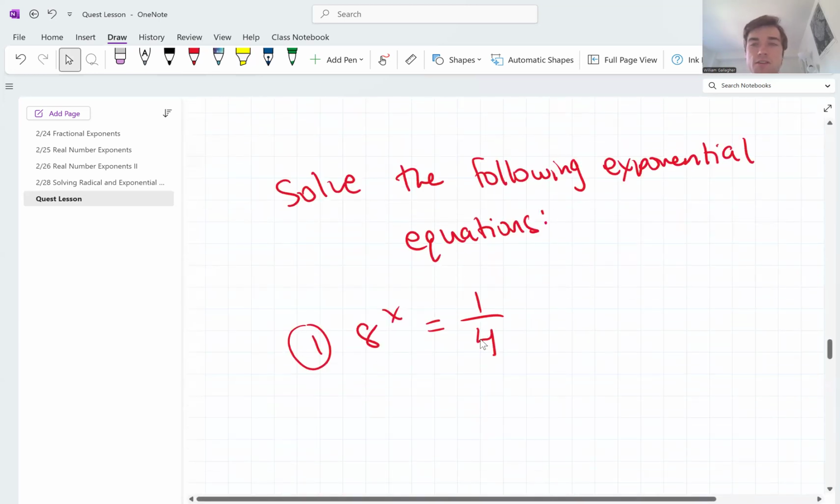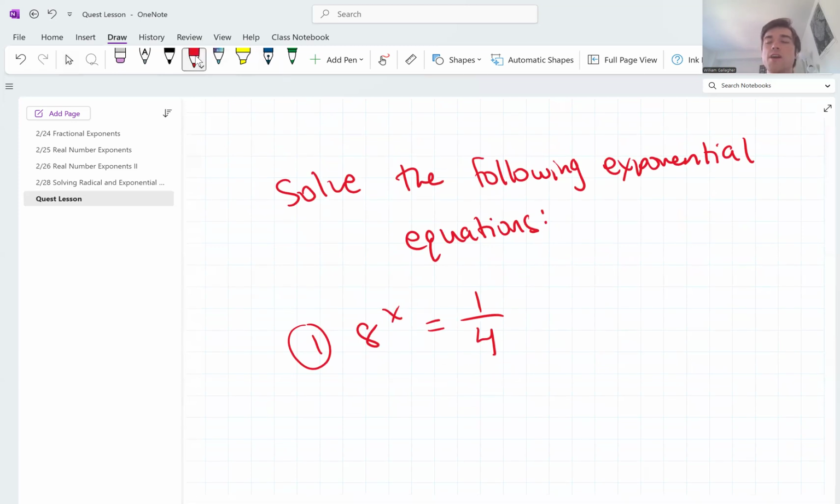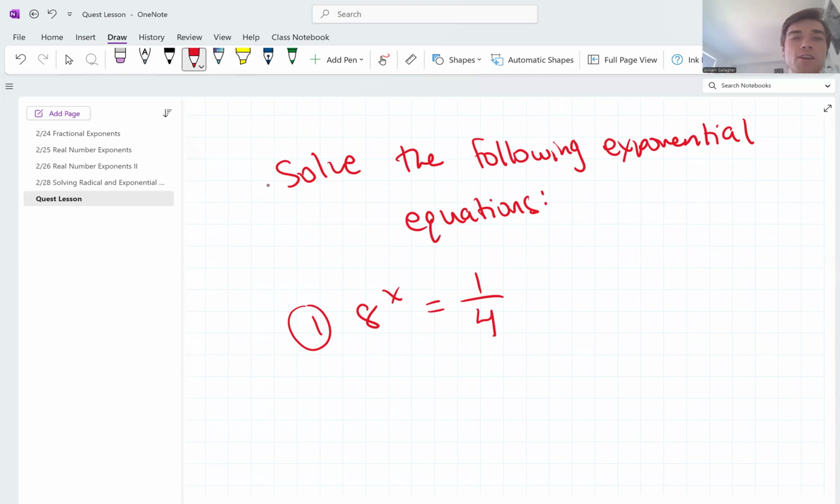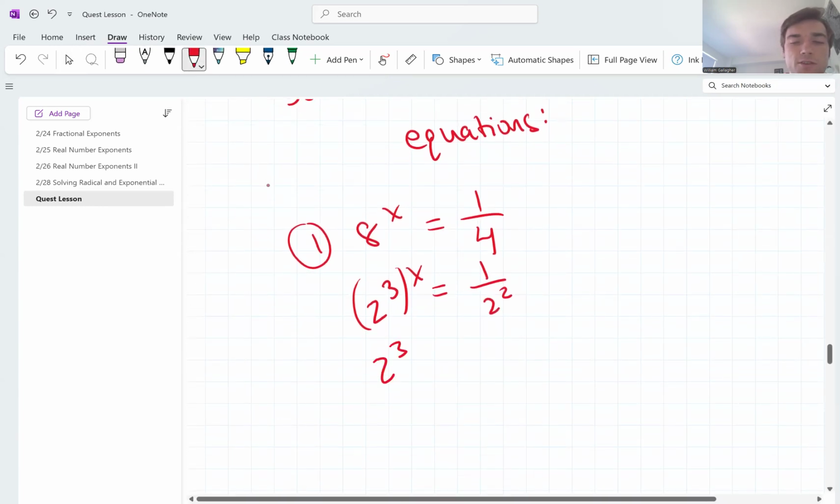Now I want to switch into solving exponential equations. So we have 8 to the x equals 1/4. And if you look back at your notes from right before you left, our big idea was common bases. And so 4 and 8 are both powers of 2. So 2 is going to be our common base. So we can rewrite 8 as 2 cubed. And we can rewrite 1/4 as, for right now, 1 over 2 squared. And then this becomes 2 to the 3x.